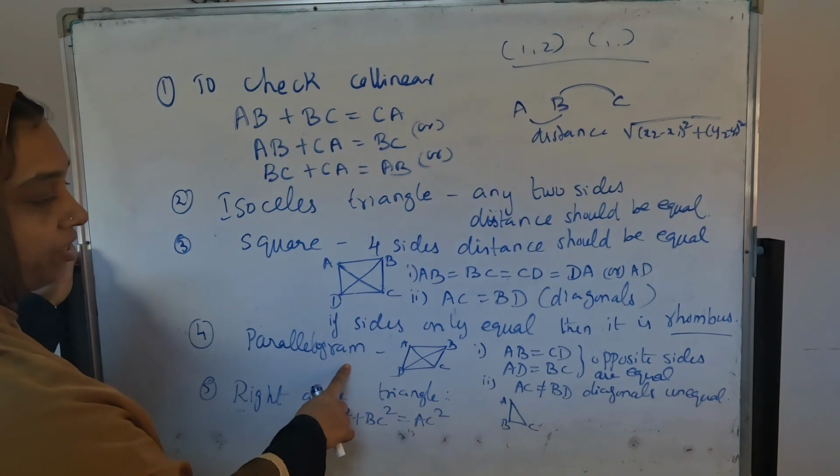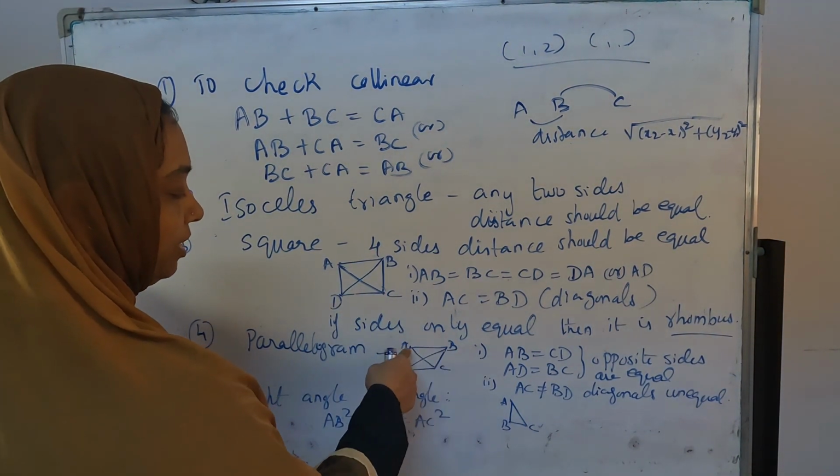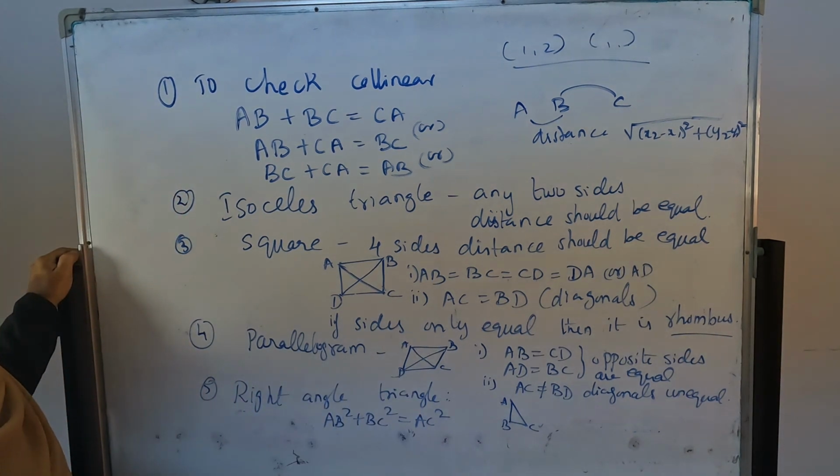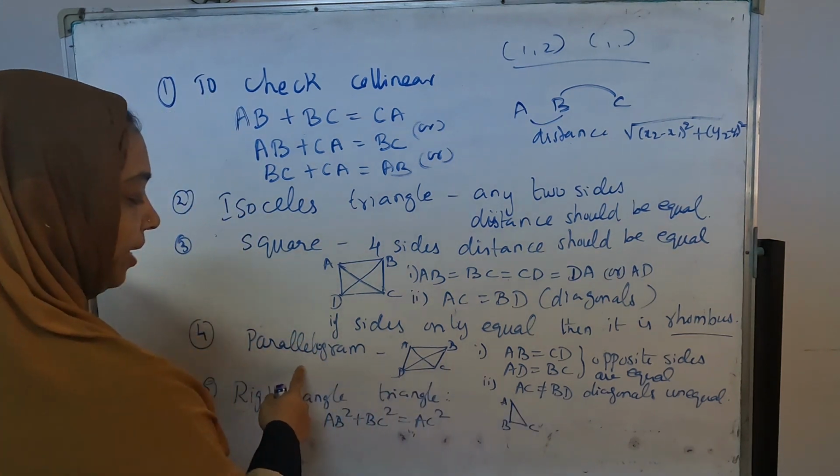Similarly, for a parallelogram, opposite sides are equal: AB equal to CD and BC equal to AD, like that. Opposite sides will be equal and the diagonals will not be equal; then it is a parallelogram.